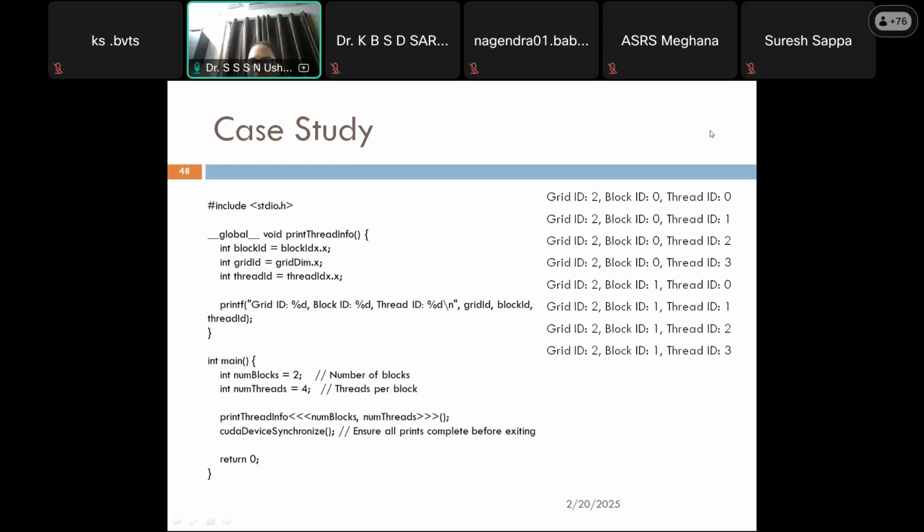I'm unable to see the output. Yes. So grid ID is 2, because we have only 2 grids. Whenever the number of blocks is 2, that means the number of grids is 2. The number of threads is 4, so 0, 1, 2, 3, 0, 1, 2, 3. The blocks are 2 only, right? 0, 1. Grid ID is 2. So by default, it is taking grid ID as 2.